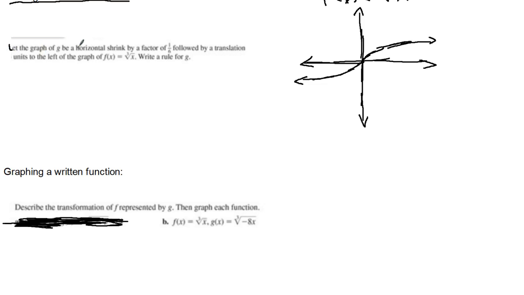Let the graph of g be a horizontal shrink by a factor of 1/6. Since it's a horizontal shrink by a factor of 1/6, the graph is going in, so it's basically a vertical stretch. Horizontal shrinks are vertical stretches. So a horizontal shrink by a factor of 1/6 is a vertical stretch by a factor of, in this case, the square root of 6. So it will be cube root of, wait, let me actually check what the number is.